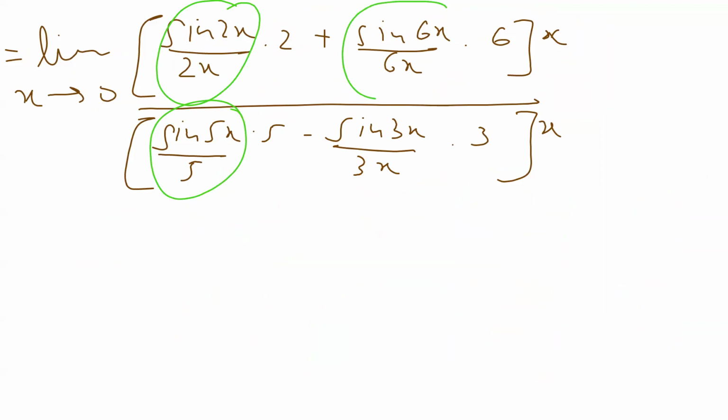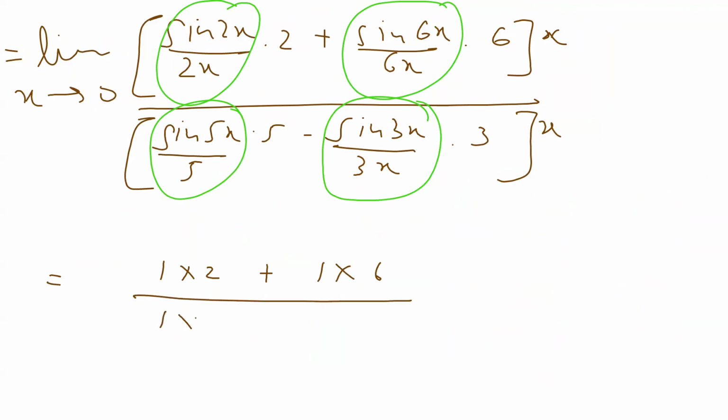These circles are 1. So 1 into 2 plus 1 into 6 and 1 into 5 minus 1 into 3. At the same time, guys, what happens to this x? It will get cancelled because it was a common term and there is multiplication. So the answer is 8.